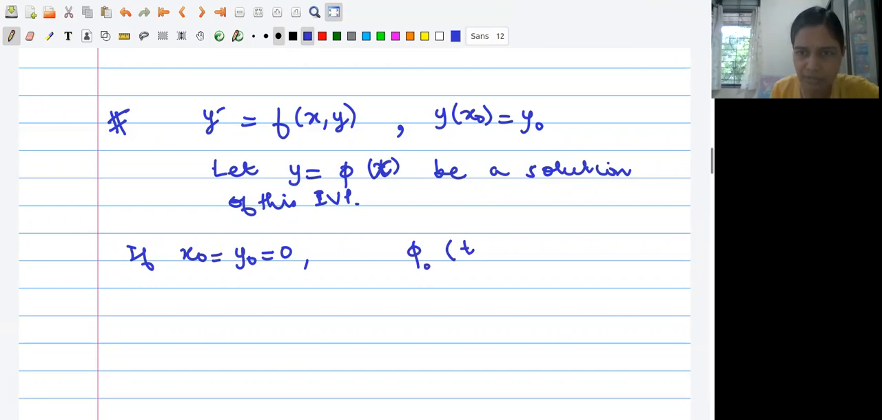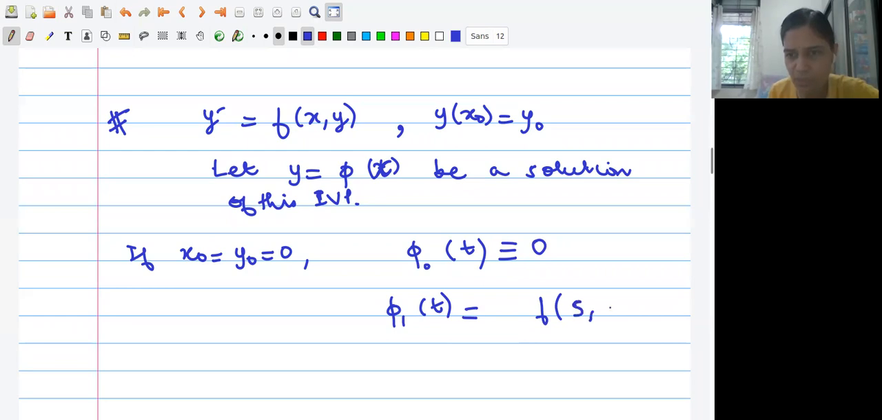What do you do? You say that phi 0 of t is identically 0. And how do you construct the first approximation to the solution? You look at this function f and the corresponding integral equation, and you plug phi naught into the integral equation. So this is s, and you integrate with respect to the variable of integration s from 0 to t, right? If you plug in, phi 1 at the point 0 will turn out to be 0, correct?